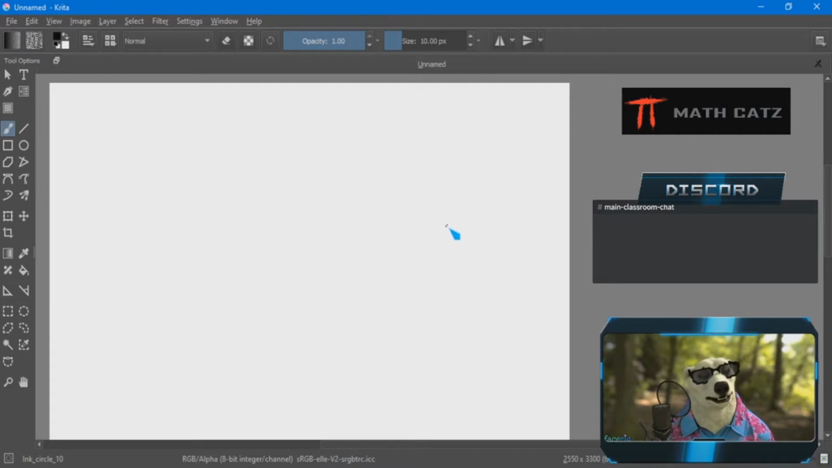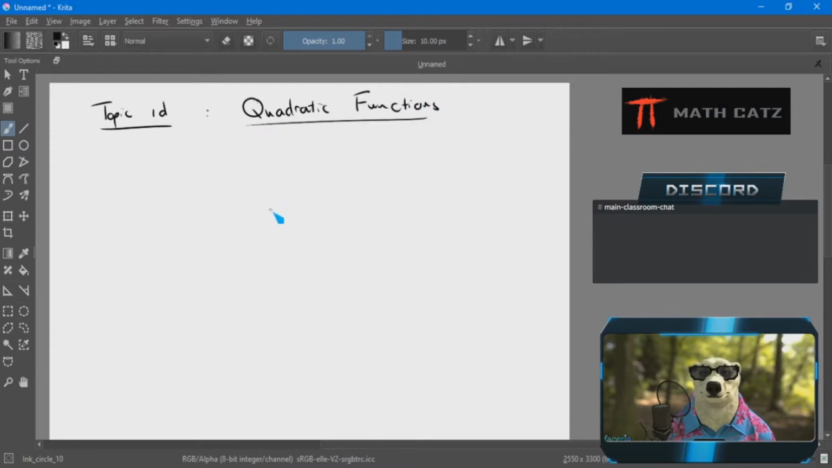Okay, so what have we done? Well, we haven't done much. We have talked about linear functions. You looked at some word problems with linear functions, and that's pretty much it. So let us move on to topic 1D, of course, in my numbering system. And that'll be on quadratic functions. Certainly the next step forward.